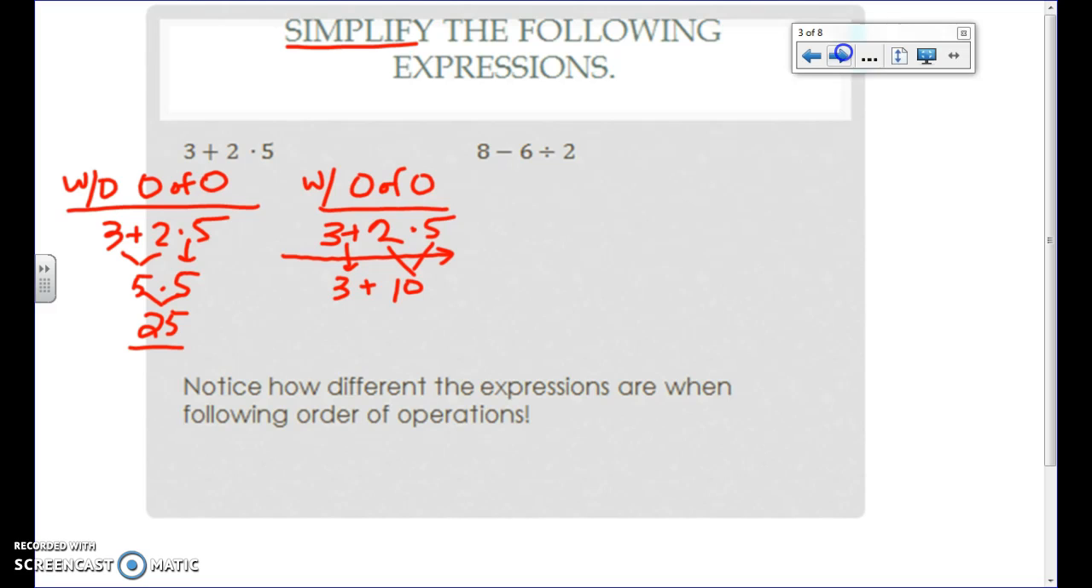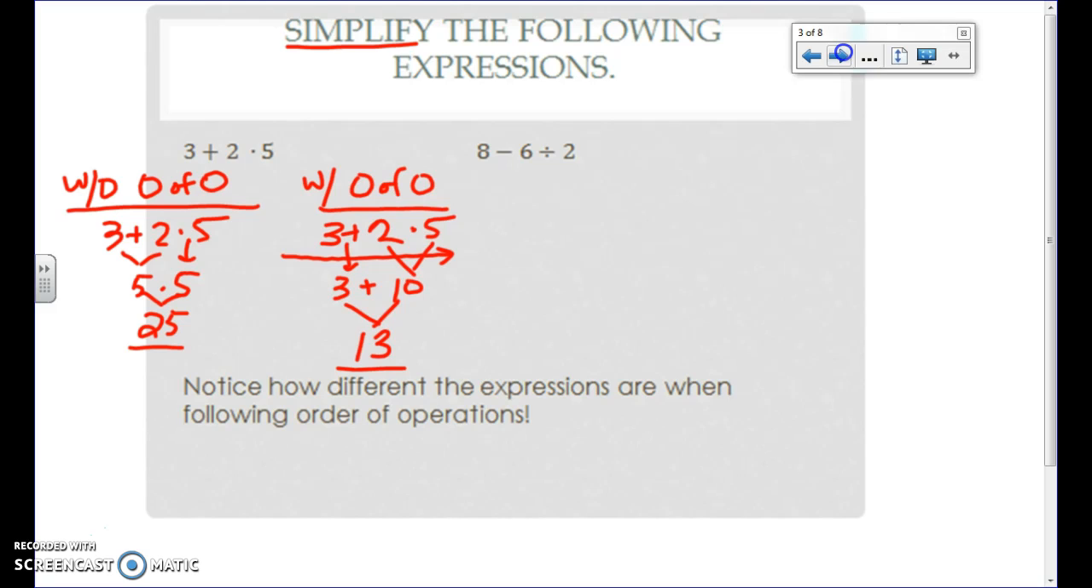And so I'm still looking for multiplication and division. I don't see any, so now I'm doing the step with addition and subtraction. 3 plus 10 is 13. So as you can see, a math problem, or an expression in this case, that is not using order of operations will have a different outcome than an expression with order of operations.